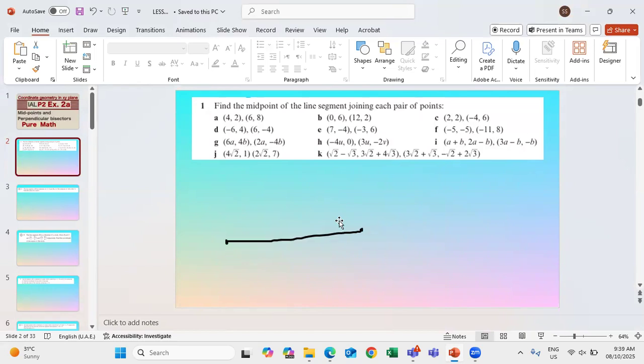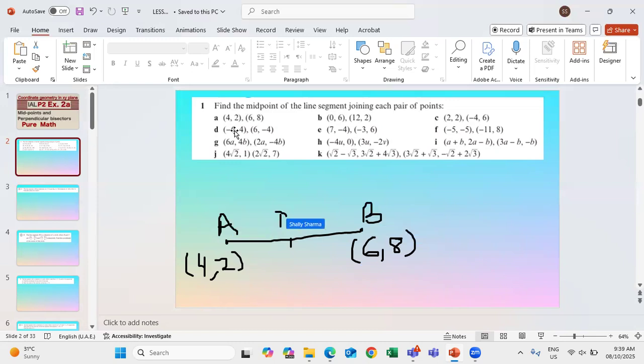If I pick up the very first question, which is 1a, the two endpoints are given as 4, 2, and the second point is 6, 8. We are supposed to find the midpoint of this line segment, which is somewhere here. Let's say I give the names to these points as A, B, and M. Now, M is a point, so it will have some coordinates in x, y form.